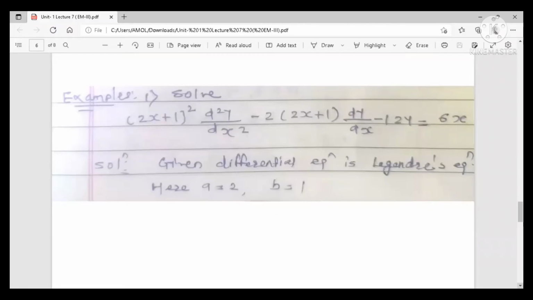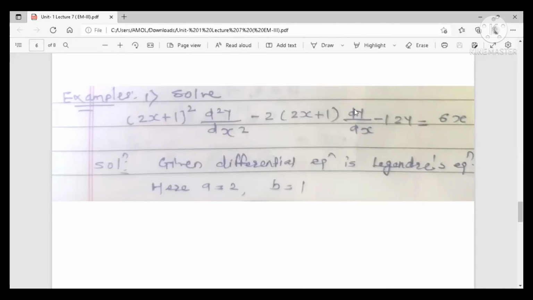Now the example here: solve (2x plus 1) whole square into d2y by dx square minus 2 into (2x plus 1) dy by dx minus 12y is equal to 6x. We want the solution for this differential equation. So check first which equation is given, whether it is LDE or Cauchy's equation or Legendre's equation. So in the first term, the second order derivative term is there. With the second order derivative term, there is a polynomial function in the form of ax plus b, and the degree of the polynomial function is 2, which is equal to the order of the derivative present in the same term. And the constant coefficient is 1 here.